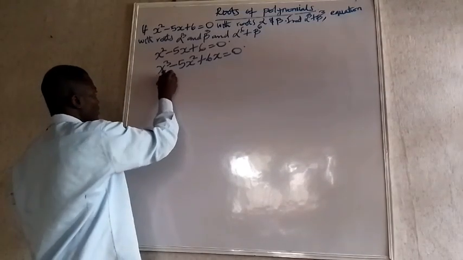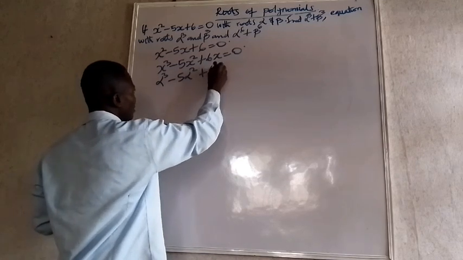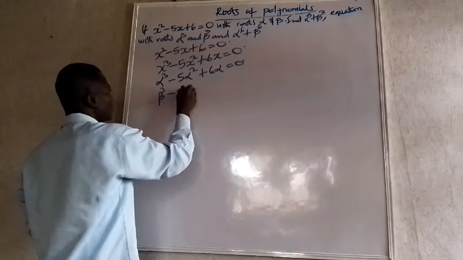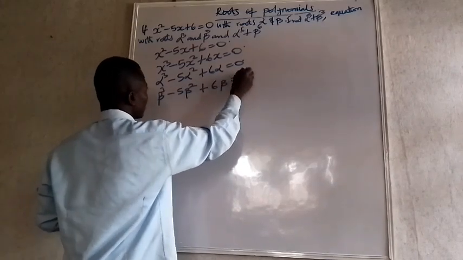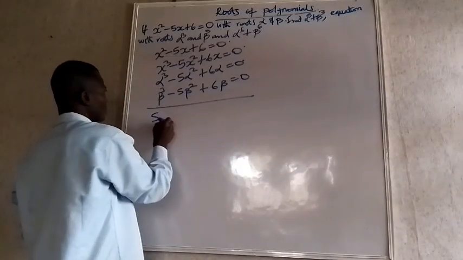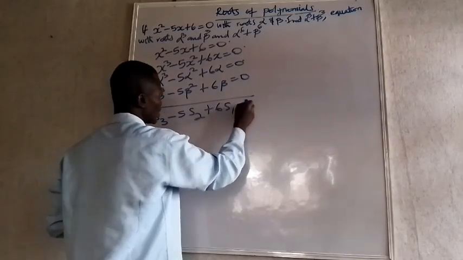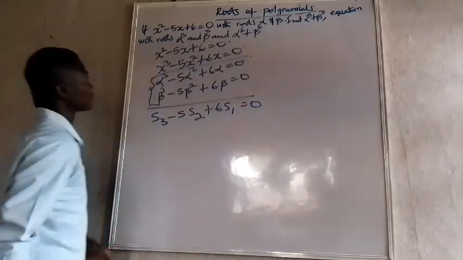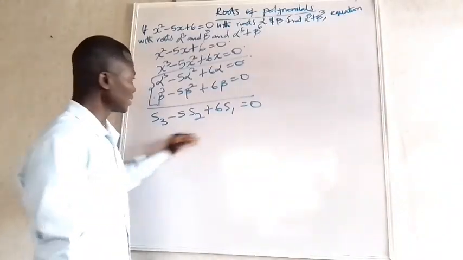Here we are going to have alpha cube minus 5 alpha squared plus 6 alpha, and beta cube minus 5 beta squared plus 6 beta, is equal to 0. So if I add this and this, I'm going to have S3 minus 5 S2 plus 6 S1 equals 0. I'm adding this and this. In this instance, there are no constants, so it's easy to handle now.